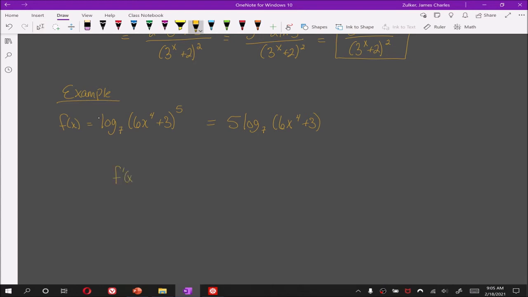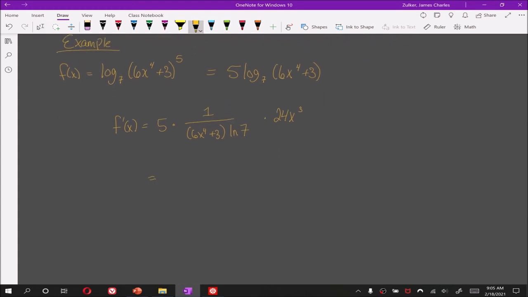Now if we look at f prime, we're going to have 5 times now the derivative of log base 7. So it should be 1 over 6x to the 4th plus 3 times natural log of 7. Now chain rule, we have to take the derivative of that inner function, 24x cubed. 5 times 24 is 120. We'll have 120x cubed over 6x to the 4th plus 3 times natural log of 7.